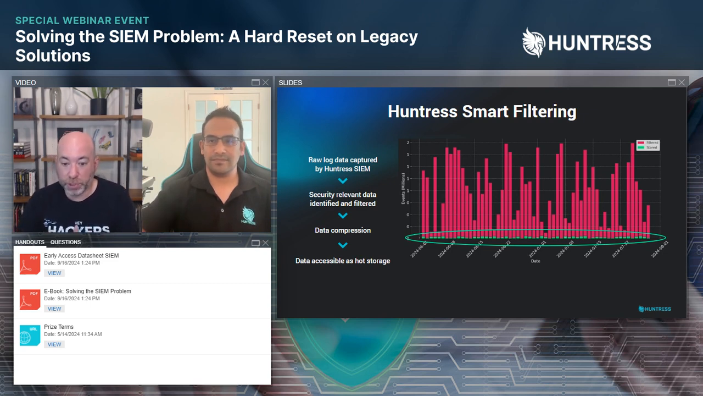So the reason we put in smart filtering was to do two things. Again, as already said, reducing noise and complexity, and two, significantly reducing the cost, right? Because there are a lot less storage costs, a lot less filtering, a lot less processing costs. That means a lot lower price for the product, right?